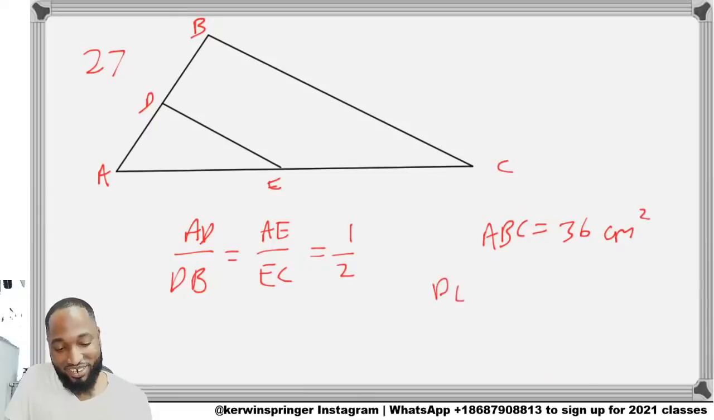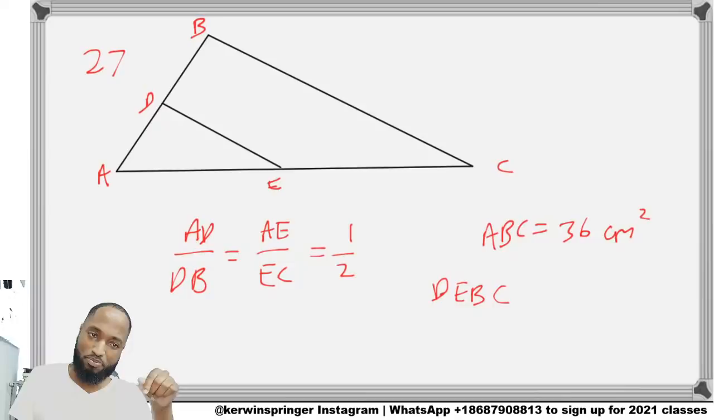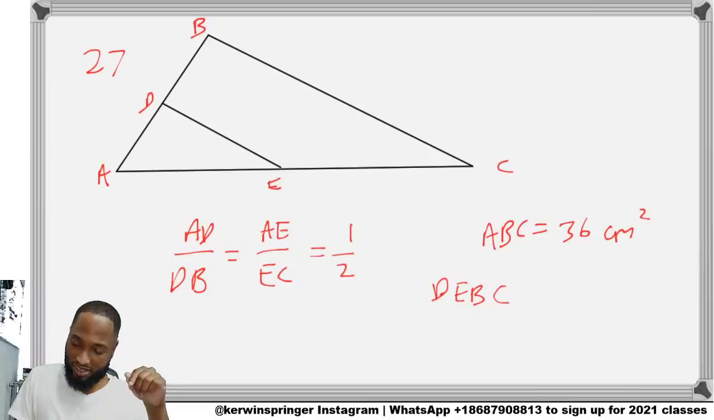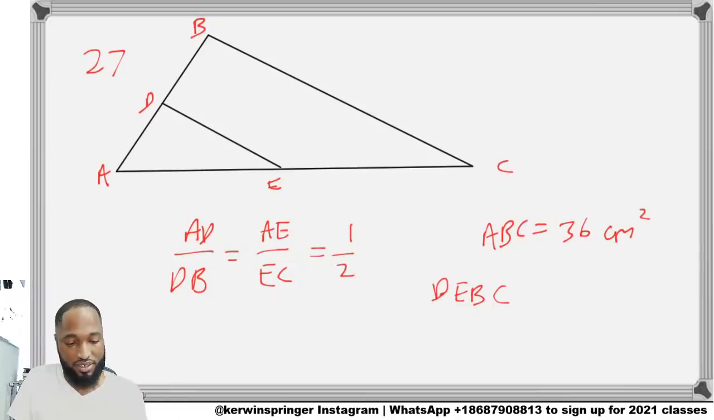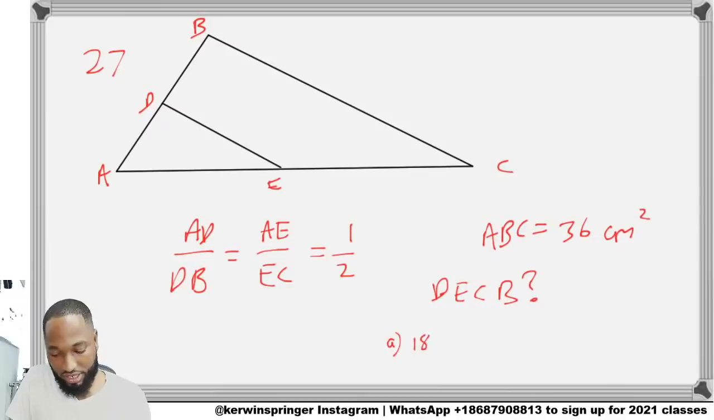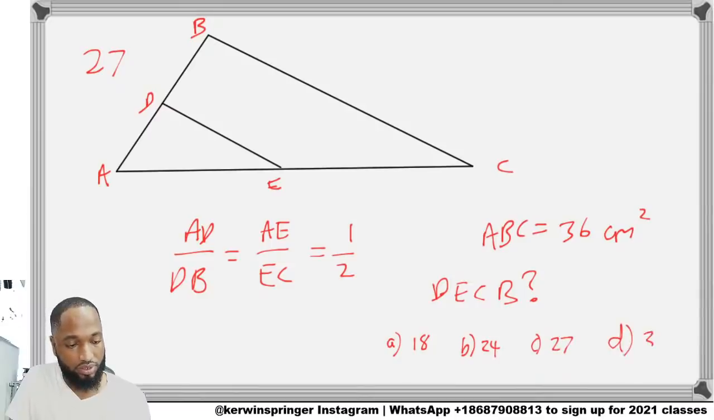DECB, they might ask you the area of the small triangle, but it's a little extra. The area of DECB, you always need to go in order, is what? And these are your options: 18, 24, 27, 32.